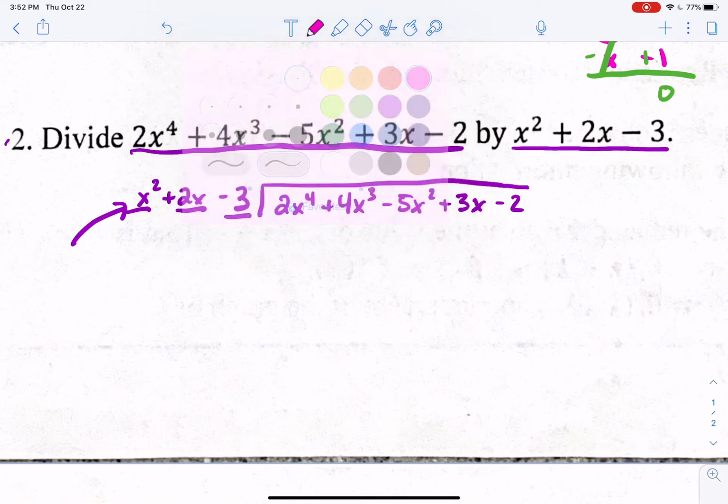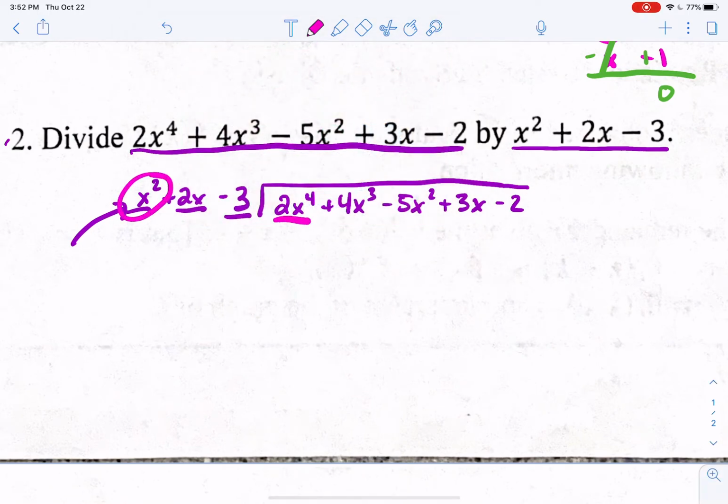All right. First thing we look at is this x squared and the 2x to the 4th. What do we have to multiply? We would need to multiply by a 2x squared to get him to be 2x to the 4th. So I take that 2x squared and I multiply him here, here, and here. Okay, so 2x squared times x squared is 2x to the 4th. 2x squared times 2x is 4x cubed, and it's positive. And then 2x squared times negative 3 is negative 6x squared.